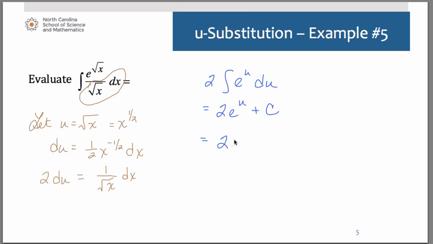And our final answer is 2 e to the square root of x plus c. Once again, I encourage you to check your answers as you're just starting to learn this by taking the derivative of the answer you obtain to make sure you get that original integrand back again. It's a great way to verify that you understand this and that you're doing it correctly.